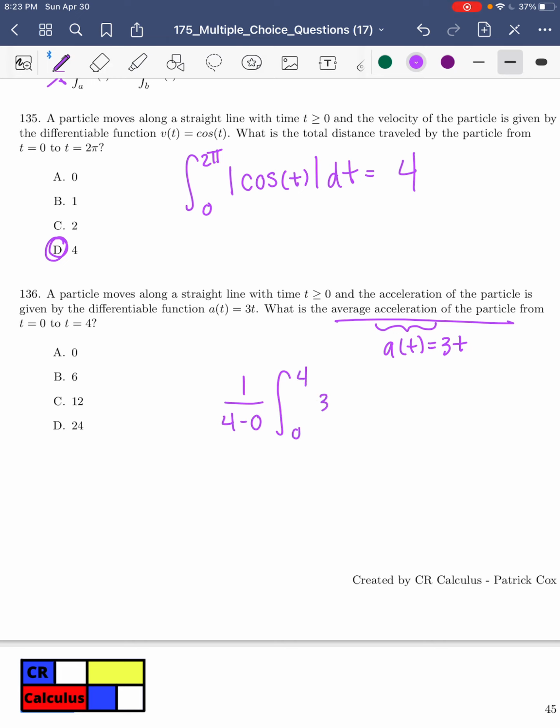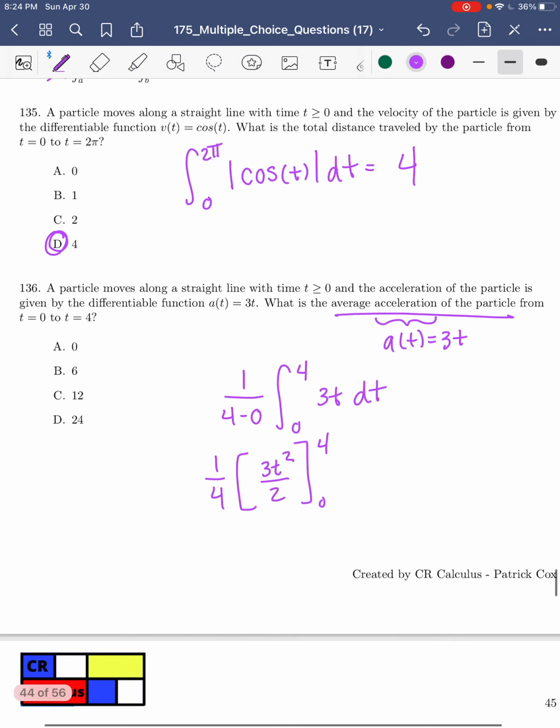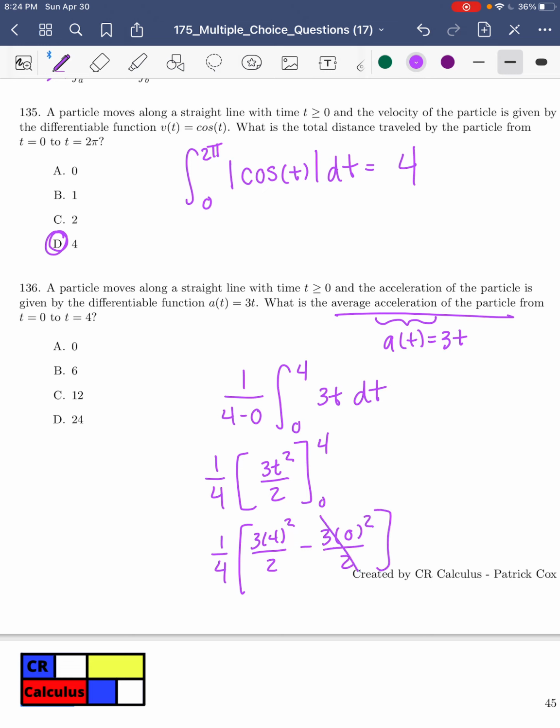Then our integral from 0 to 4 of 3t dt. Now this one actually looks doable to do by hand, so we have 1 over 4. Our antiderivative is 3t squared over 2. And we're going to evaluate that from 0 to 4. So 1/4, 3 times 4 squared over 2 minus 3 times 0 squared over 2. So that's just going to be, because 0, we don't really have to worry about it.